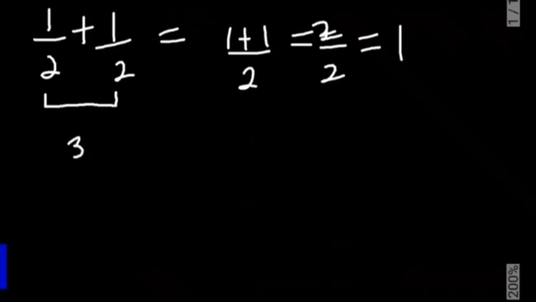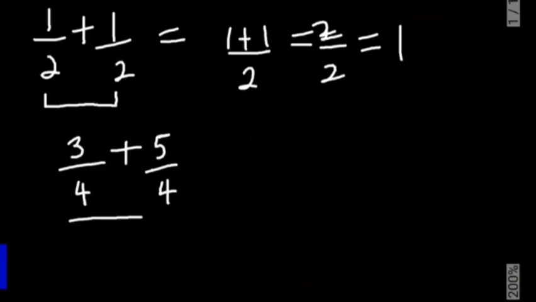Let's say we have 3/4 plus 5/4. Here, we have the same denominator. So we pick one of the denominators, 4, and we add the numerators. 3 plus 5 is 8. If you look here, you can see that we can divide 8 by 4. 8 divided by 4 is 2. So this is how to add fractions. So what if the denominators are not the same? How do we solve that?